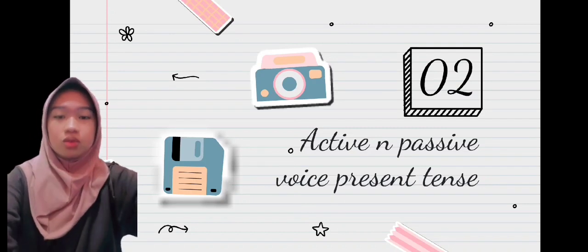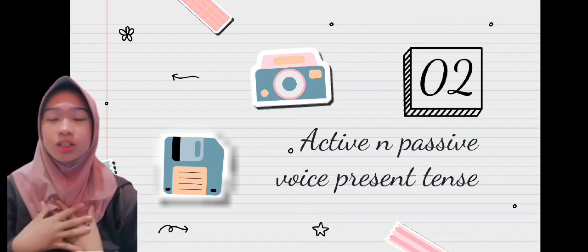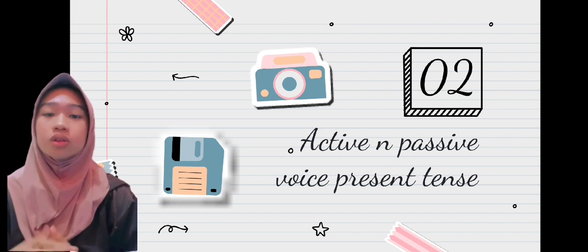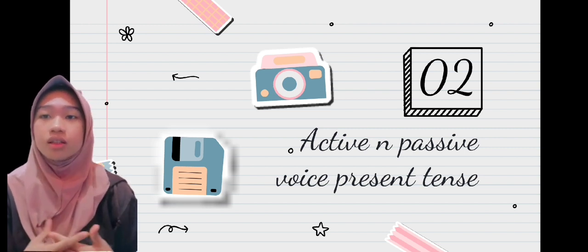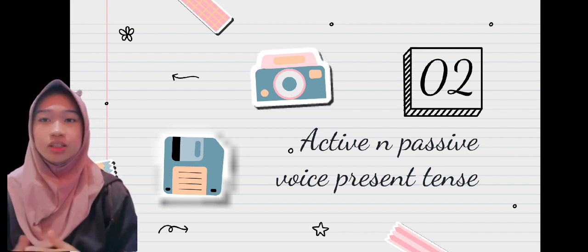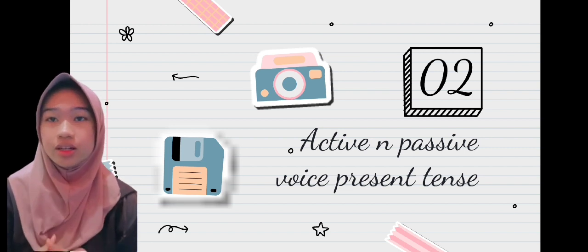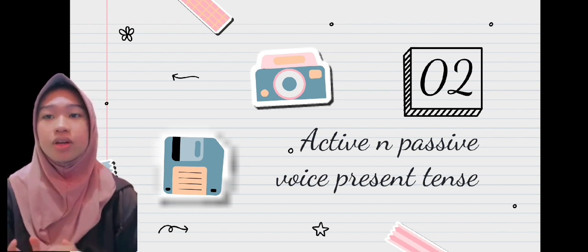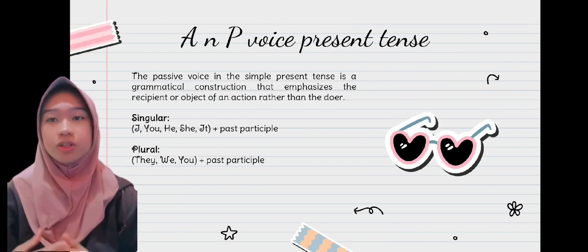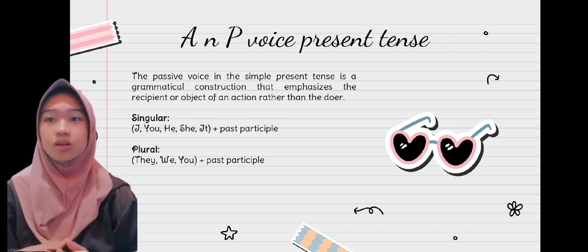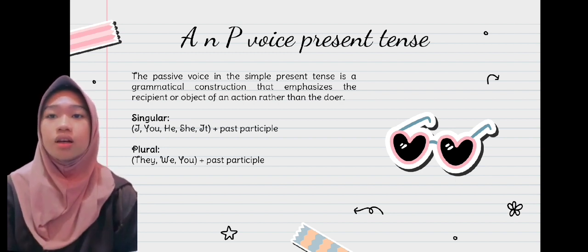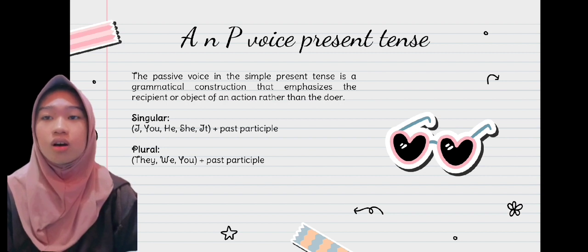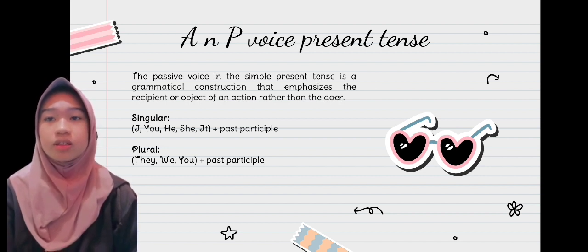Assalamualaikum warahmatullahi wabarakatuh. My name is Septinia. Now I want to explain about active and passive voice in the simple present tense. The passive voice in the simple present tense is a grammatical construction that emphasizes the object of the action rather than the doer.